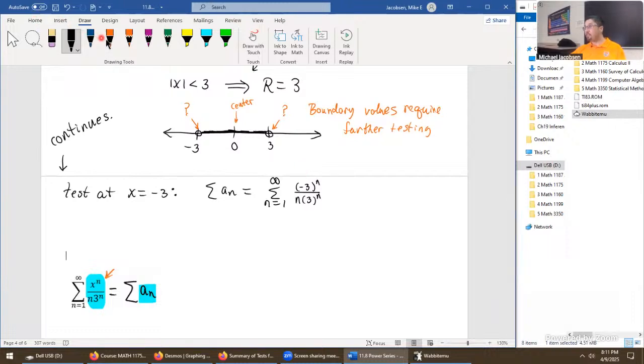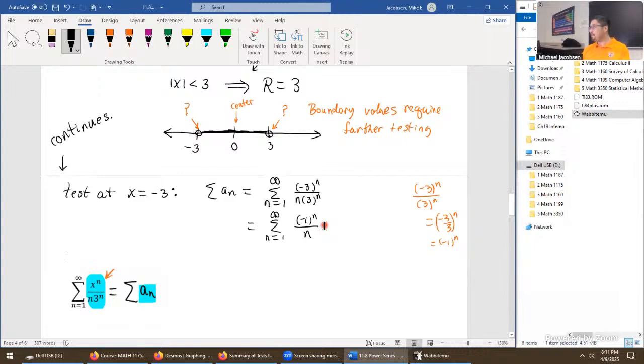(-3) to the power of n divided by 3 to the power of n can be rewritten as (-3/3) to the power of n, which means it's just (-1) to the power of n. This is really an alternating series right at -3. So now it's equal to summation n from 1 to infinity of (-1) to the power of n divided by n. So now it's an alternating series, but this one actually has a name. Anyone recall what this one's called?